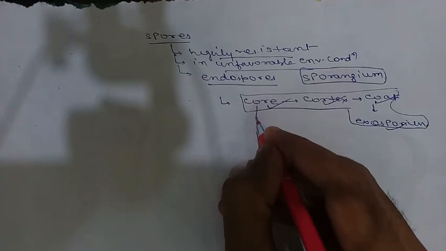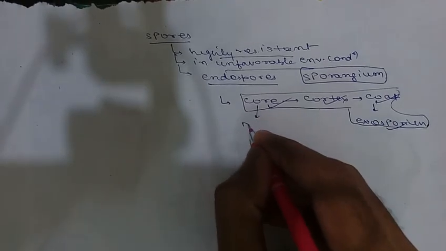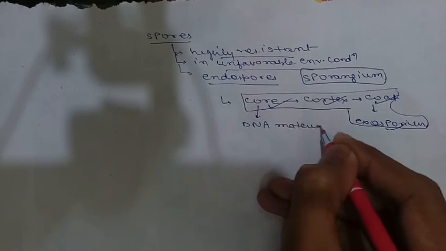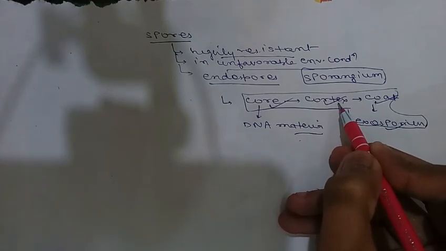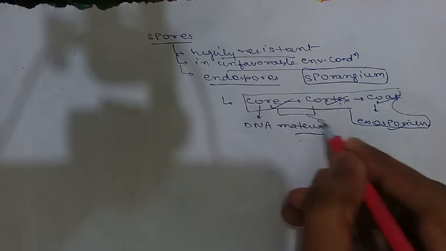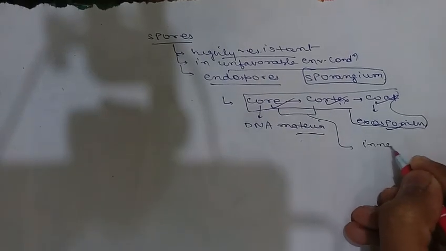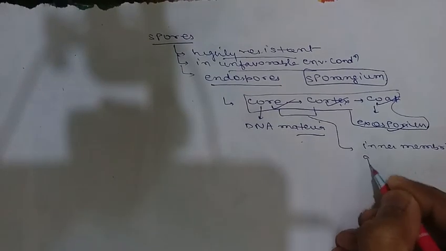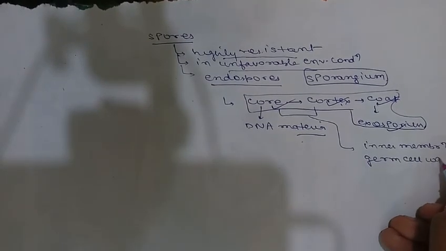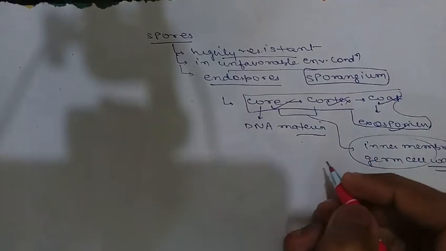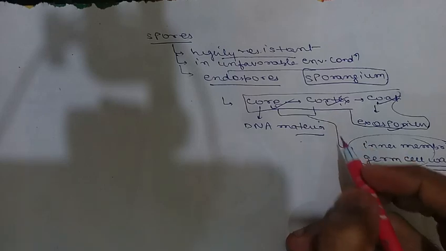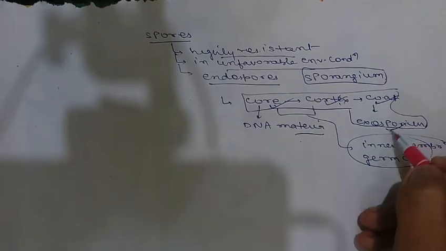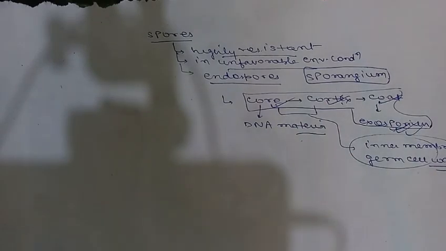Clear? Now the core is the innermost part, which contains the DNA material. The core is important because it contains DNA, and it is walled off from the cortex by an inner membrane and the germ cell wall. So between the core and cortex there will be an inner membrane and germ cell wall. No problem here. Now the cortex and coat layers lie external to the core and are separated from each other by an outer membrane, and the outermost layer is known as the exosporium. So this is the general structure of the bacterial spores.